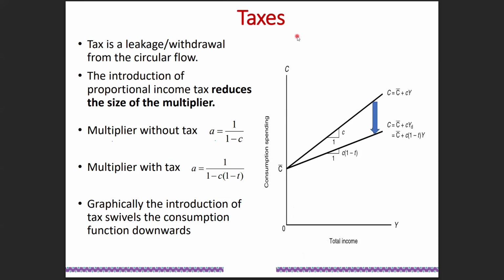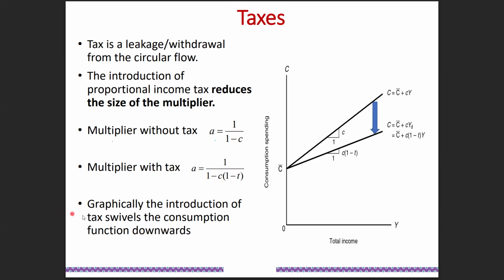Taxes continue. They're saying that tax is a leakage or withdrawal from the circular flow. So tax is a leakage. The introduction of proportional income tax reduces the size of the multiplier. So the introduction of the proportional income tax, which is the tax rate, small letter t, reduces the size of the multiplier. That is because when calculating the multiplier in a simple Keynesian model or a two-sector model, we say 1 divided by 1 minus C, right? But with taxation, to calculate the multiplier, we say 1 divided by 1 minus C times 1 minus T, right? And this will then reduce what? The size of the multiplier.